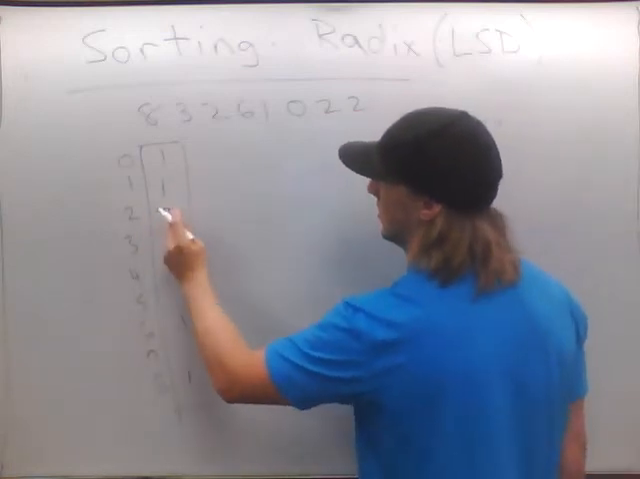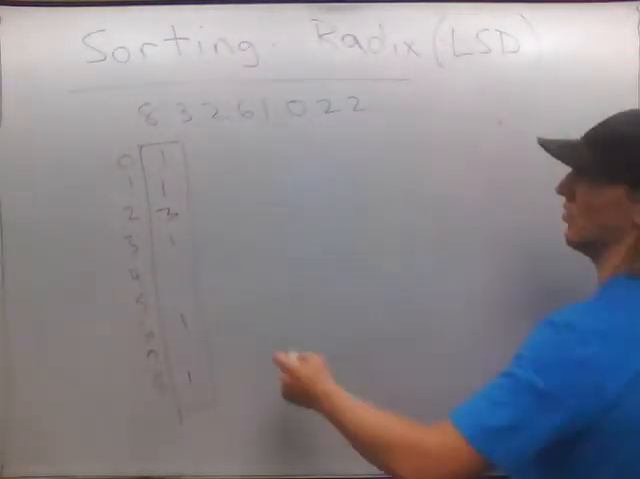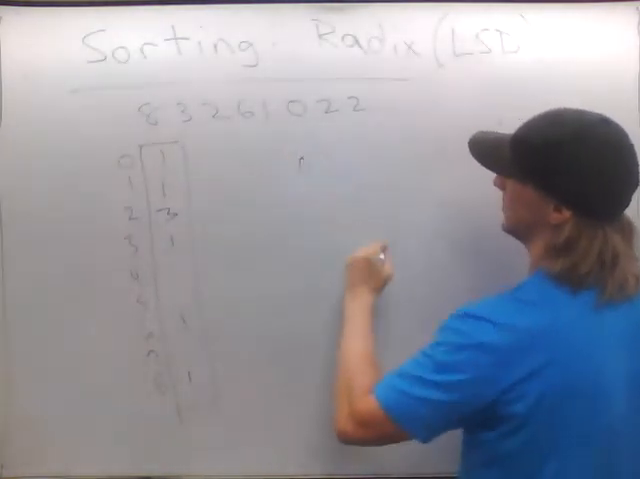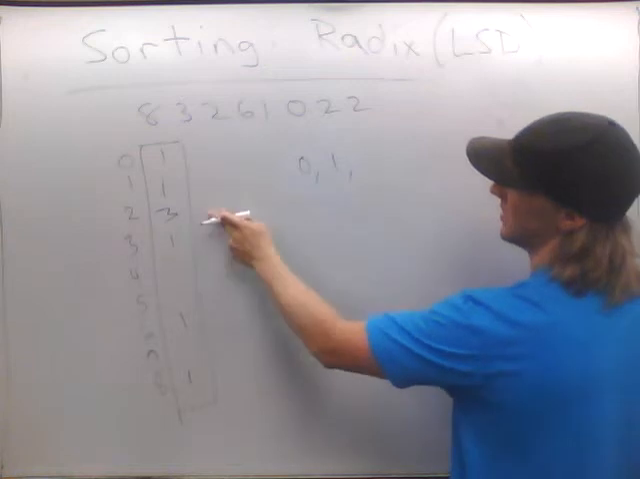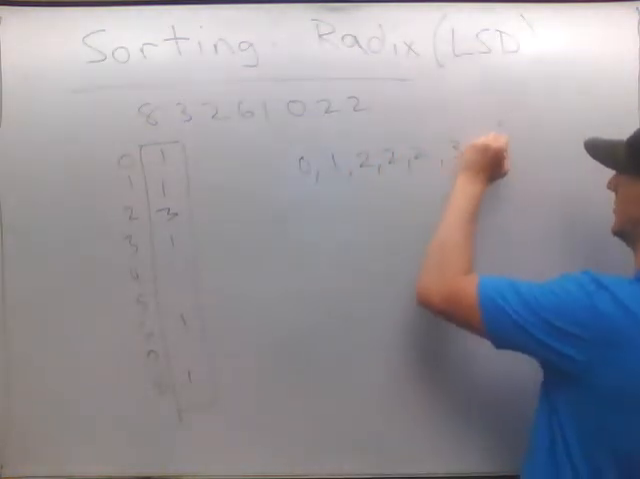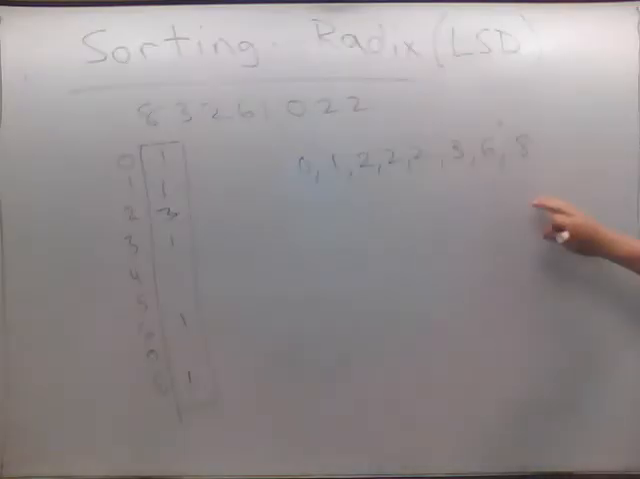This becomes 3. So now, to sort these numbers, all I do is I run through, and I say, I've seen a 1, I've seen 3 2s, I've seen a 3, I've seen a 6, and an 8.